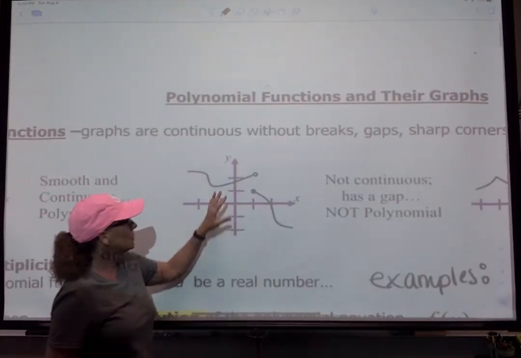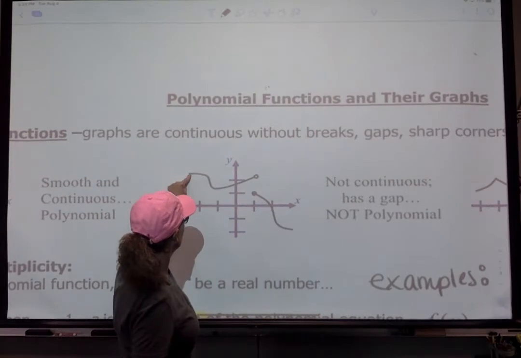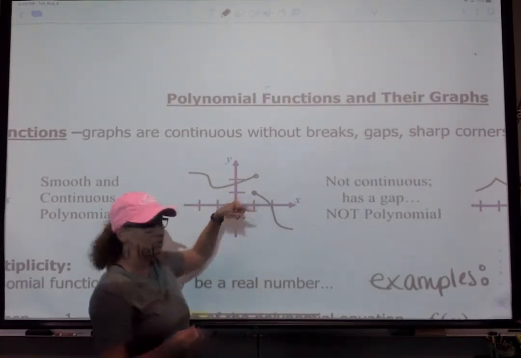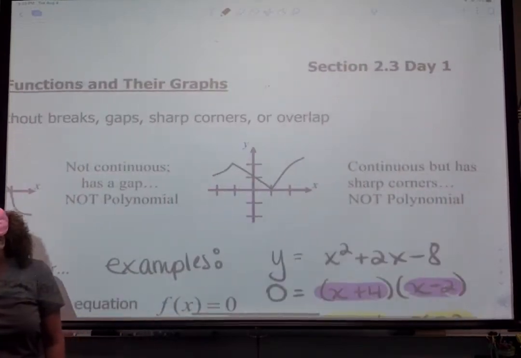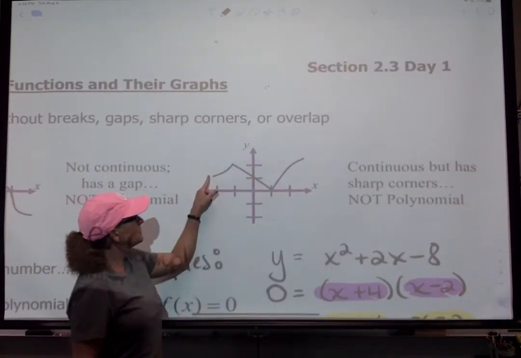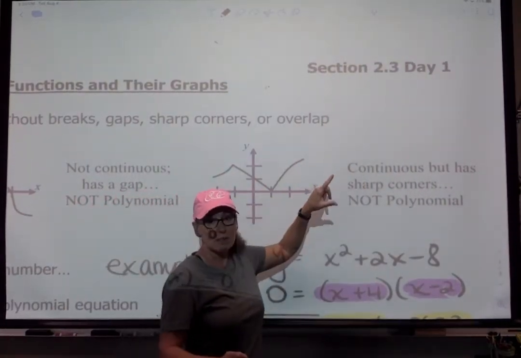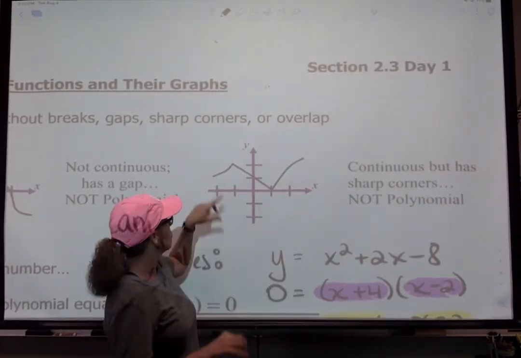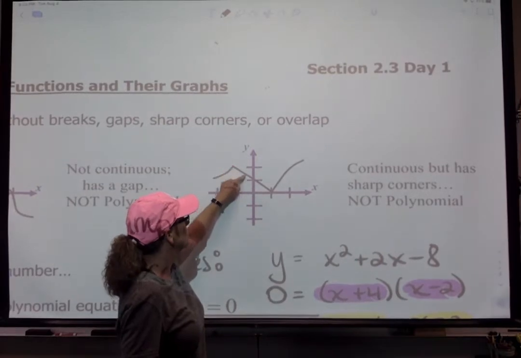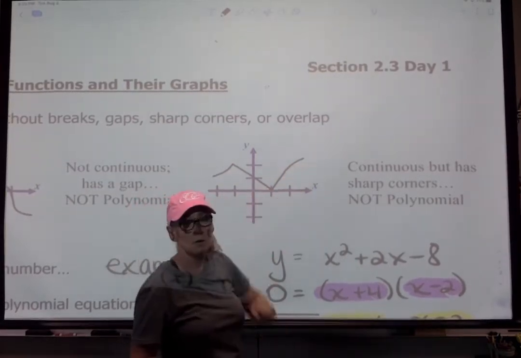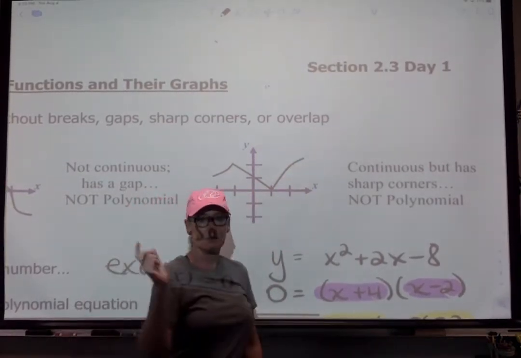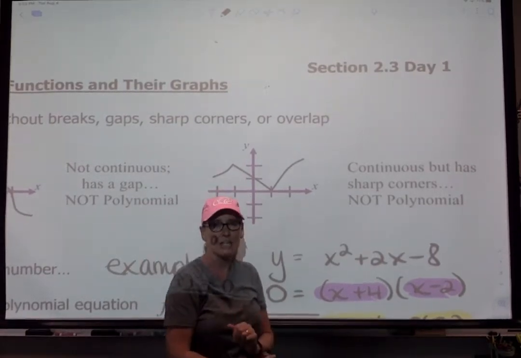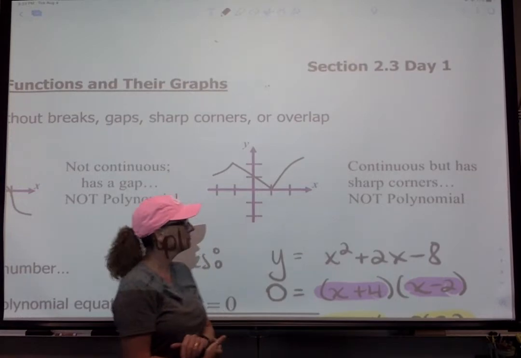This is an example of something that is not a polynomial because as I'm tracing it, I have to jump from one piece to another. It's not continuous. This one's continuous. I can trace the whole thing without lifting my pencil, but it's got sharp corners in it. It's not smooth. It's got two sharp corners. More than likely, it's a function where the exponents are fractions.